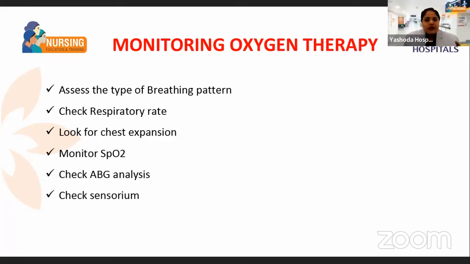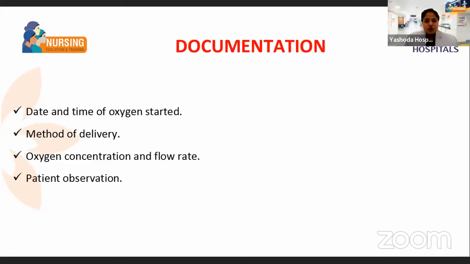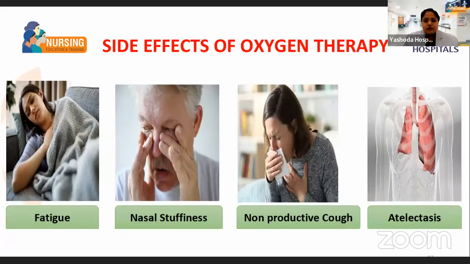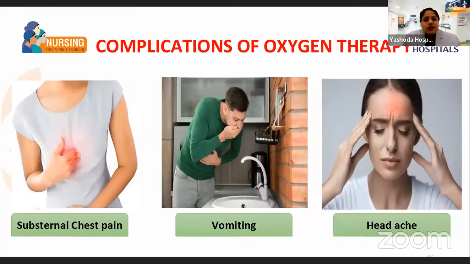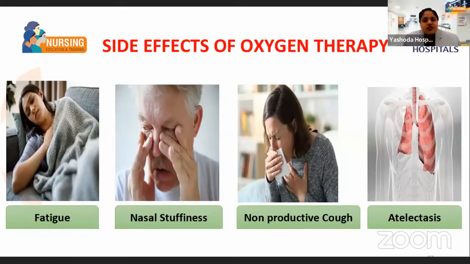Clear? Then last but not the least, complications. So what about the complications over here? Complications or side effects of oxygen therapy. When there is oxygen toxicity, what does oxygen toxicity mean? It means you are giving an excessive amount of oxygen to the patient, and then you will notice signs and symptoms like substernal chest pain, vomiting, headache, fatigue, nasal stiffness, non-productive cough. And another complication is absorption atelectasis.